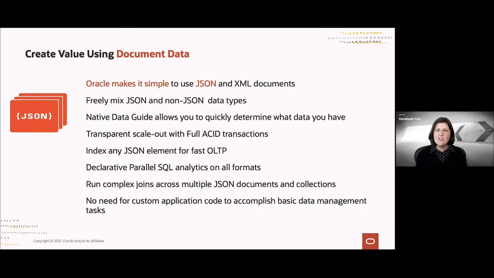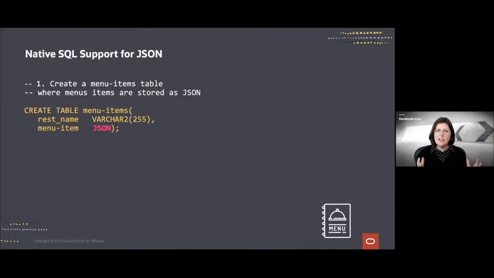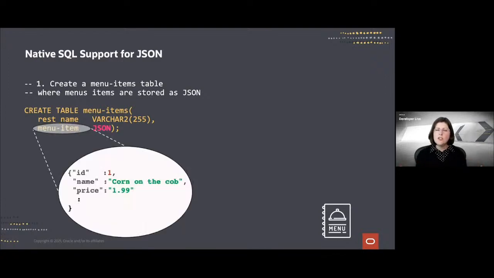So let's take a look at using JSON inside the Oracle database. Here what you see is that I'm creating a table called menu items. It's got two columns, one relational, which is the restaurant name, and one is just JSON documents. Those JSON documents are storing information about the different menu items we have in our restaurant. If we take a look inside one of those JSON documents, we see they're pretty straightforward. I've got an ID for each of the menu items, then the name, the price of that item, and a couple of other attributes about the item.